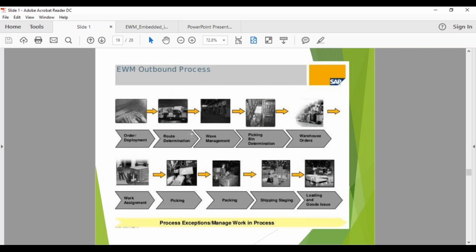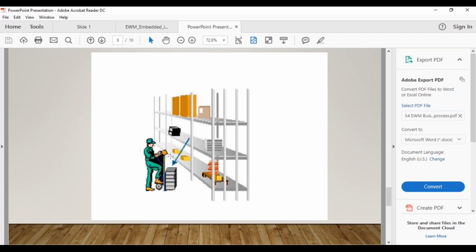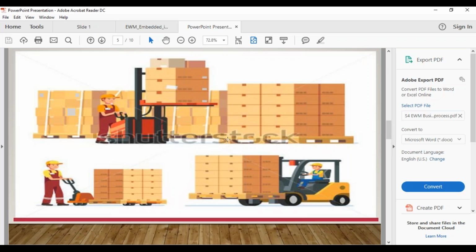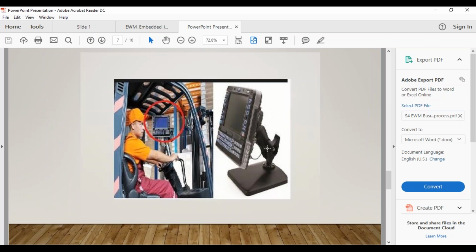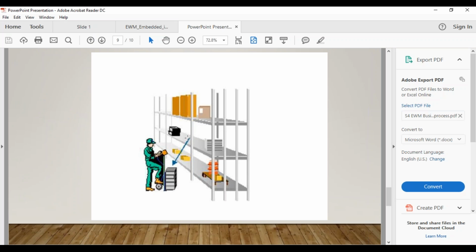Once we understand how exactly the practical business process will happen, then we'll discuss the system level process, how it will happen. As I mentioned, we have done the picking bin determination. Once it is done, it reaches the picker's RF device, and then he reaches that particular bin, scans it and confirms it.